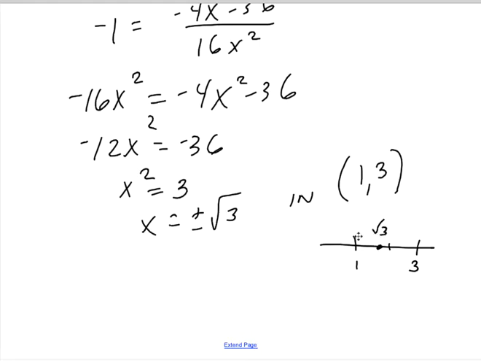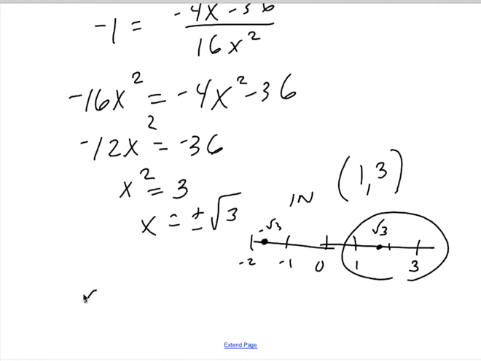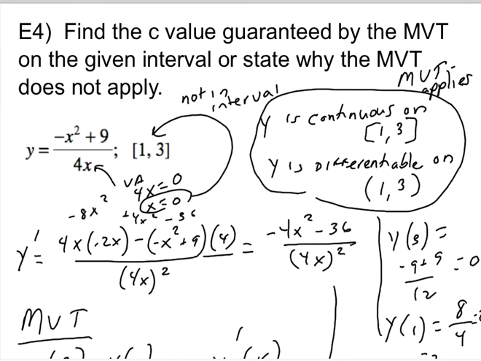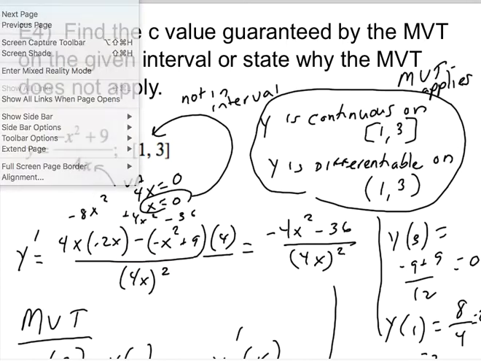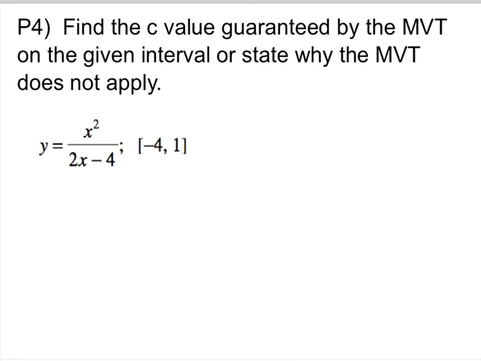This is root 3, and this is negative root 3, right? You can see that if I'm in this window, the only answer is root 3. So root 3 is the answer to the MVT. That's the C value guaranteed by the mean value theorem, and that was not a short problem. Cool. Let's go to the next one.